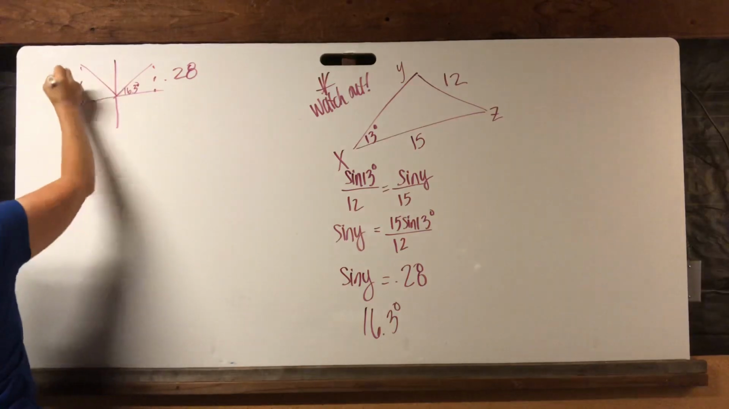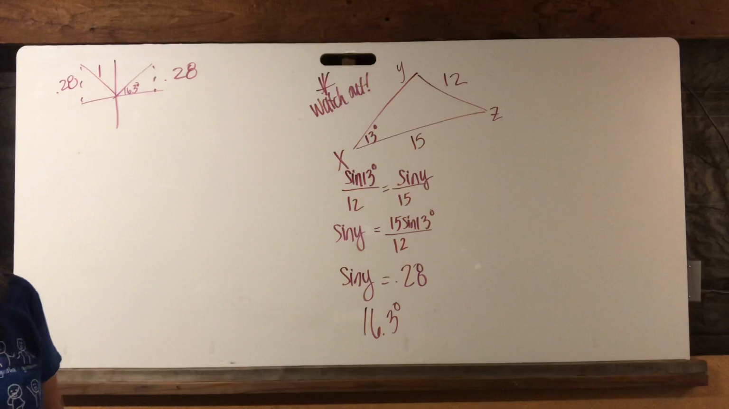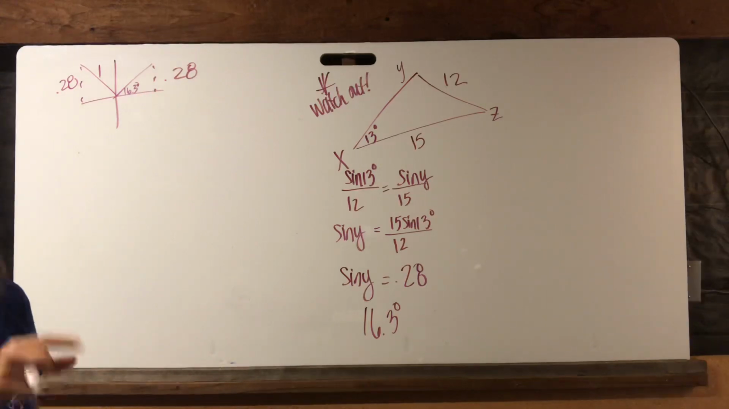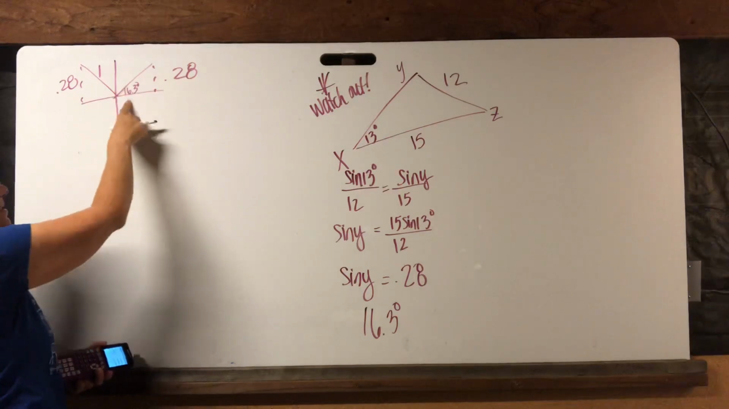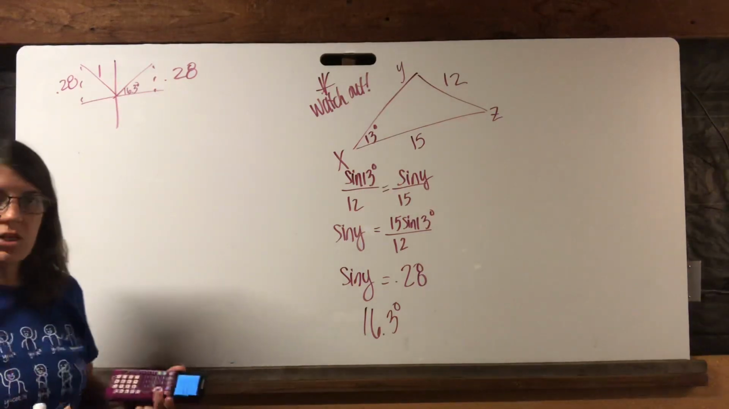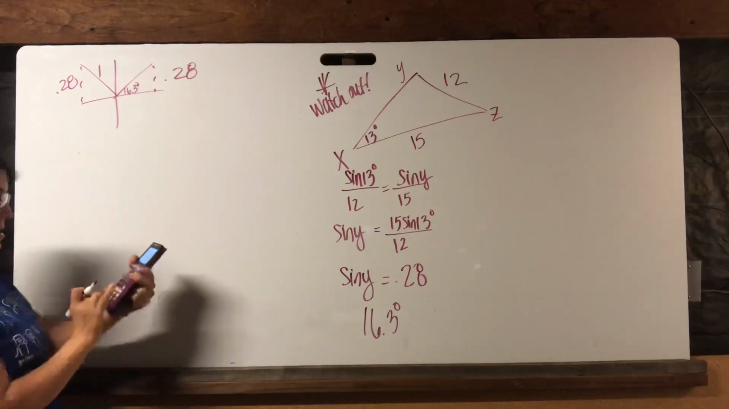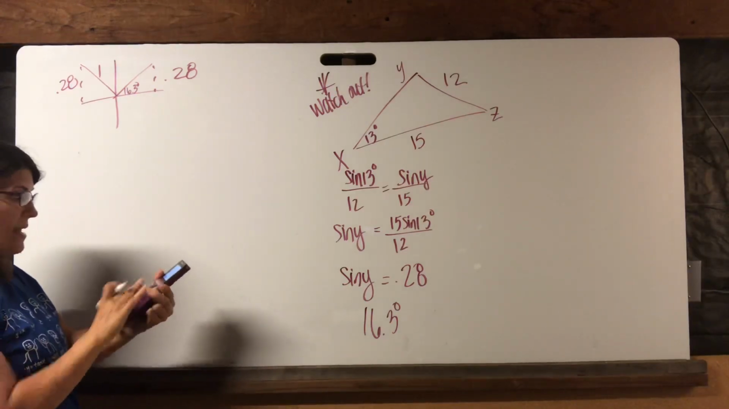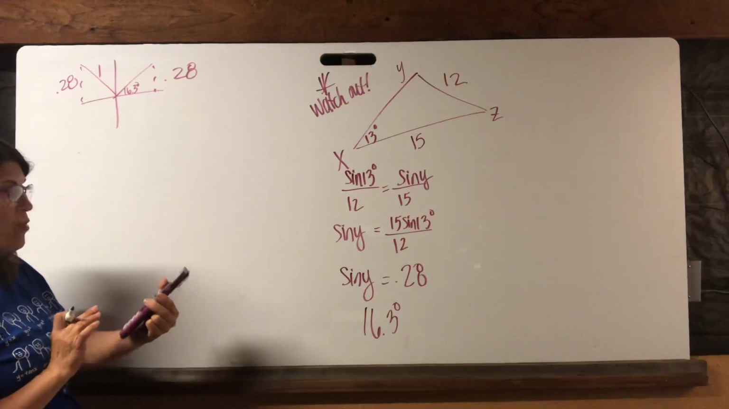Or, you don't have to draw any of this. You don't have to draw any of it. I'm drawing it to hopefully help you understand why there's 2 answers. So, quadrant 1, 16.3 exists. We're good to go. Fantastic. Quadrant 2 is 180 minus that, which is 163.7.